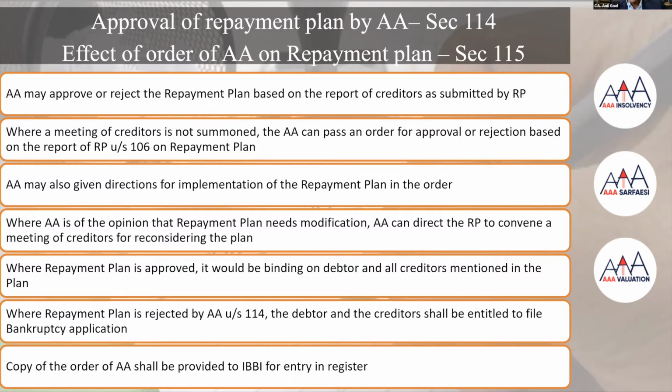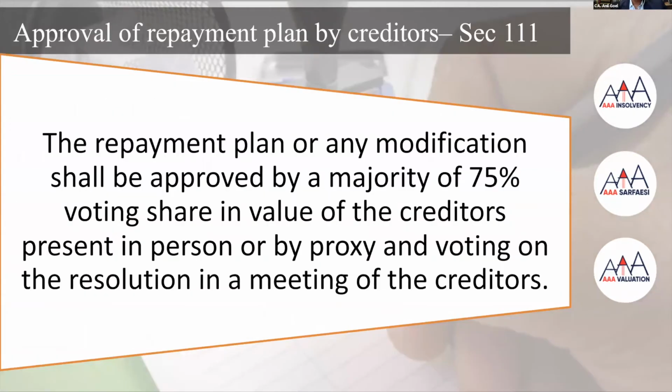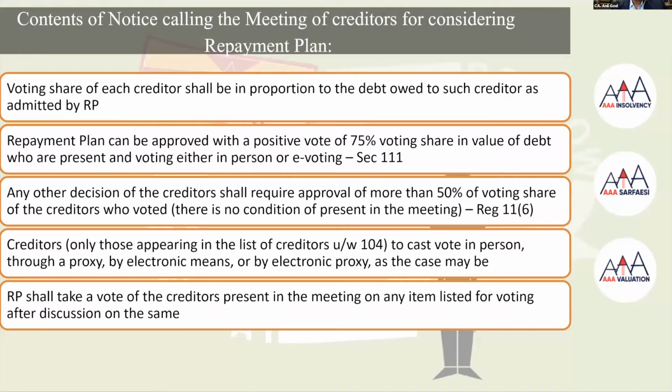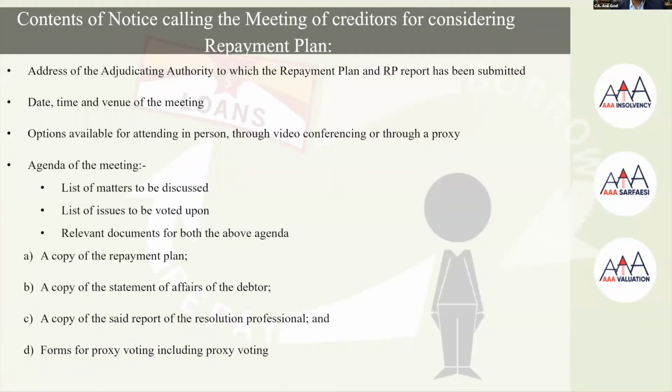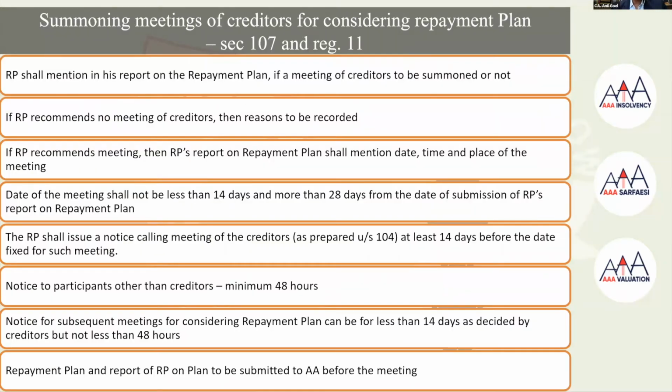Still the adjudicating authority can pass an order for approval or rejection based on the report of the RP under section 106. Now, there may be a case where there is only one or two secured creditors or one or two creditors. Only for the purpose of saving some time, the RP may say that I will take approval from both in writing and I will submit my repayment plan to adjudicating authority. So I would not spend that much time which is required for calling a meeting. It's a big formality to summon a meeting of the creditors.